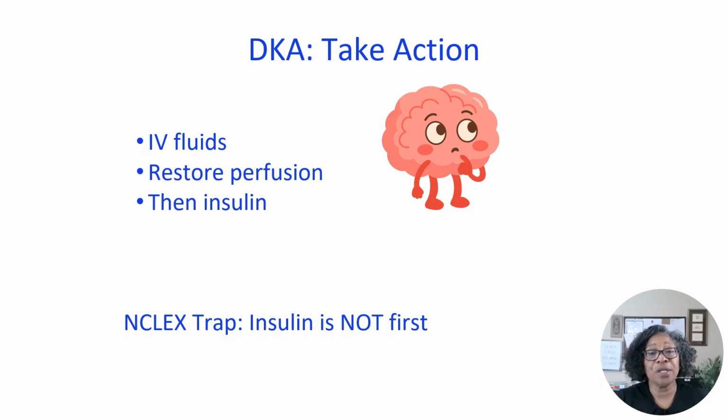Then you want to look at potassium, because we're going to have to monitor the potassium. And then people may say, okay, we want to give some bicarb because the patient has metabolic acidosis. But that's really used in severe cases. For this and for DKA, you really want to think first, I want to give fluids. I want to restore the perfusion, and then I'm going to administer the insulin.